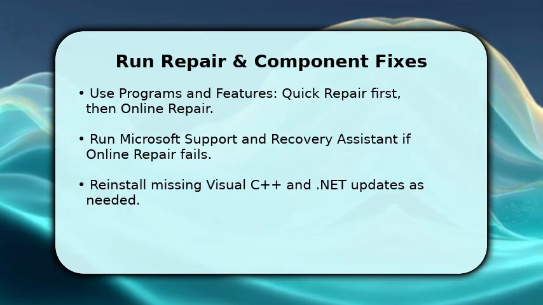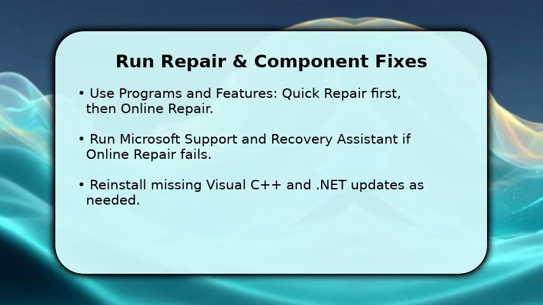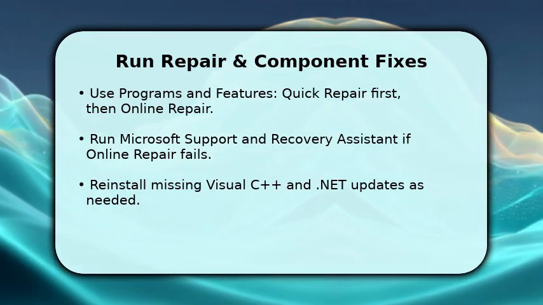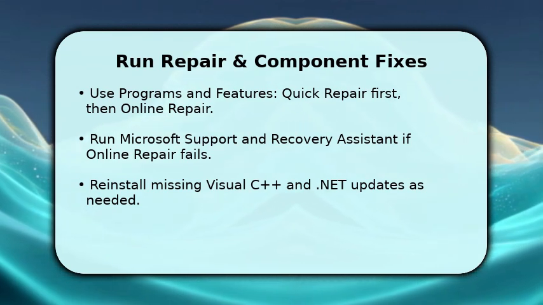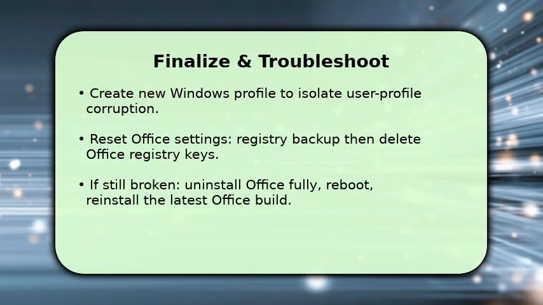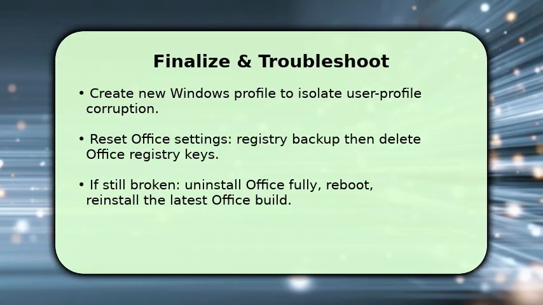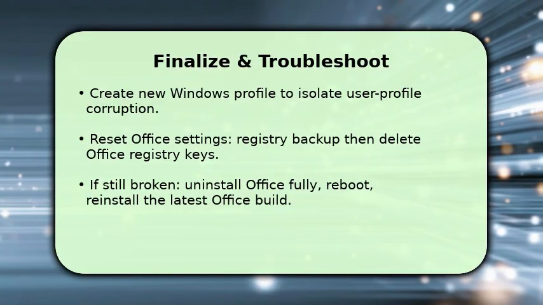If that tool flags component failures, reinstall Visual C++ redistributables and the .NET runtime versions Office requires. Make sure Windows Update is current so dependencies match Office expectations. If Office still stops working, create a clean Windows user account and test there to rule out profile corruption. This is quick and revealing.